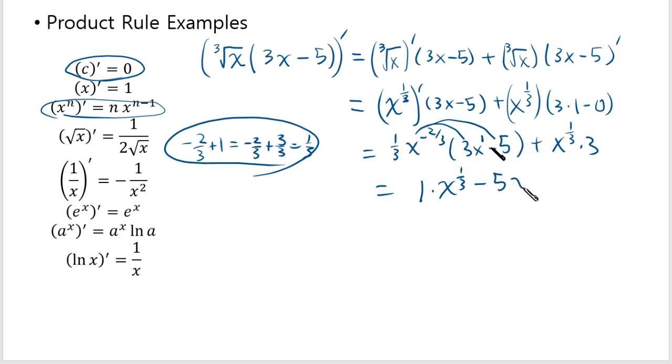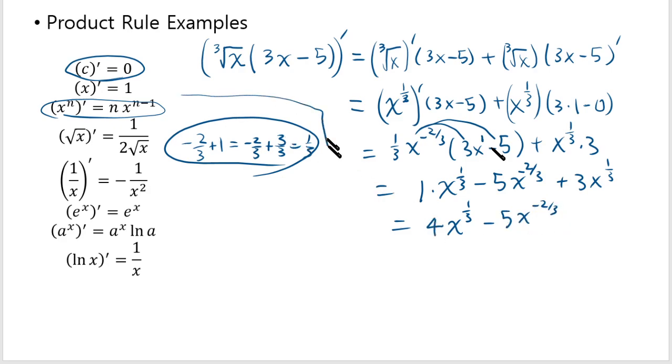Minus 5 times x to the negative 2/3, and then 3 times x to the 1/3. So these now become like terms. 1 plus 3 is 4, so 4 times x to the 1/3 minus 5 times x to the negative 2/3. Okay? So that's how you would do it using the product rule.